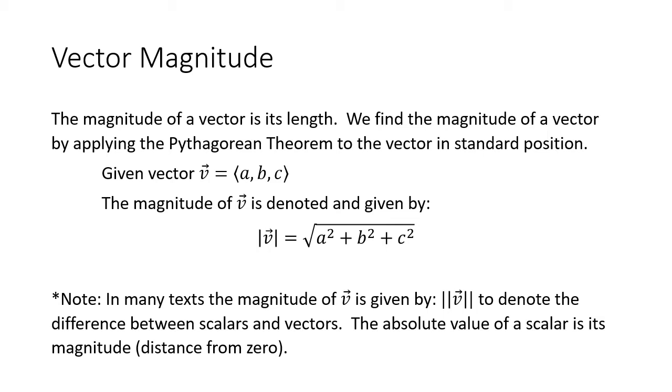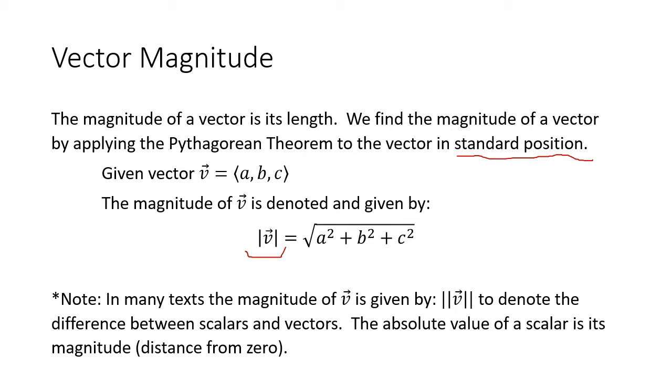And the magnitude is denoted with these straight up and down lines on either side, which is actually our absolute value notation, because absolute values really are the magnitude. When we do an absolute value of a number, say, what's the absolute value of 3? Well, it's 3, because it's 3 units away from the origin. And that's where that standard position comes in. If I have a vector in standard position, I want to know the distance from the origin to that point. Well, I apply the Pythagorean theorem.